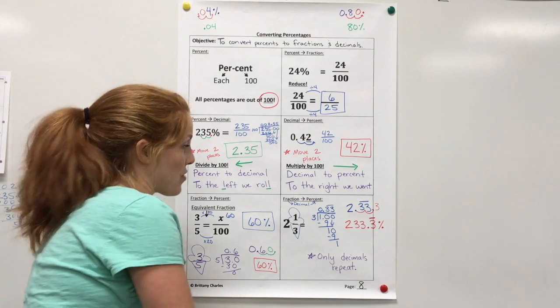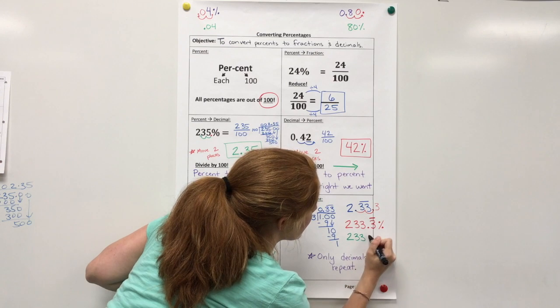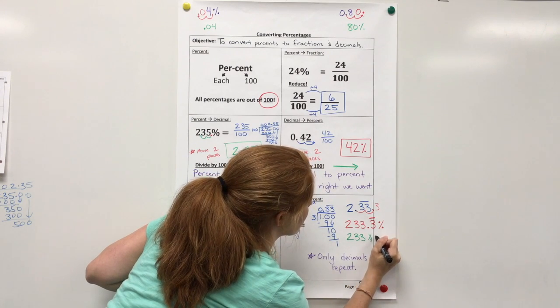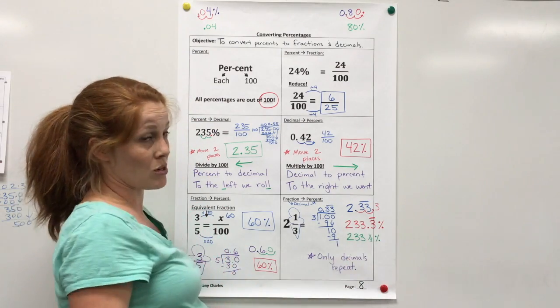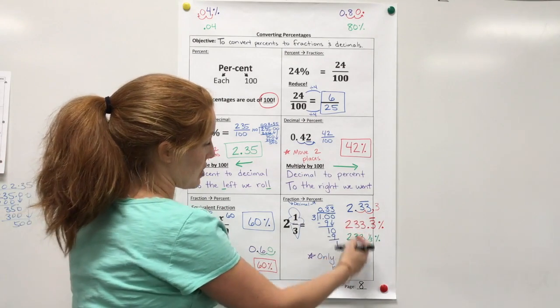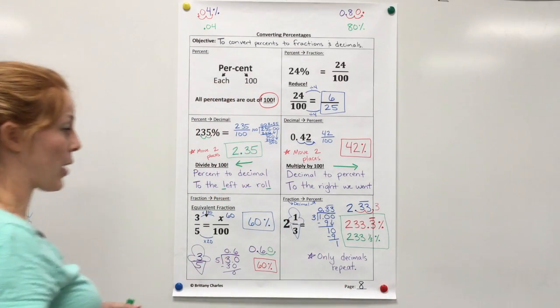Another way also I could write this is 233 1/3%. Because 0.3 repeating, if I put that over 9, 3/9 reduces to 1/3. So both of these would technically be correct. Okay?